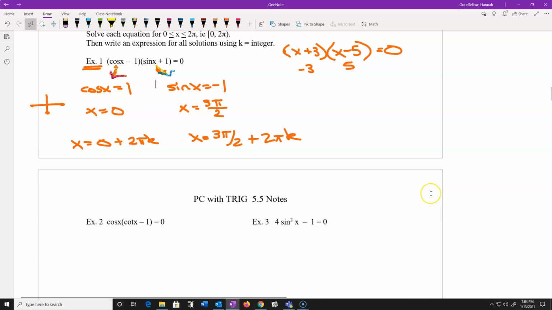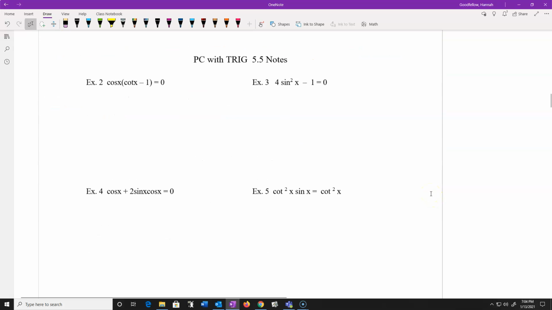Now that one was nicely factored. They don't always have to be that kind of idea. They could be factored like number 2, where something has been pulled out here. We would take cosine of x equals 0 for the outside, or the other factor, cotangent of x equals 1. Thinking about each one, when is cosine 0? Cosine happens to be 0 at pi over 2 and at 3 pi over 2. So there are two of those listed.